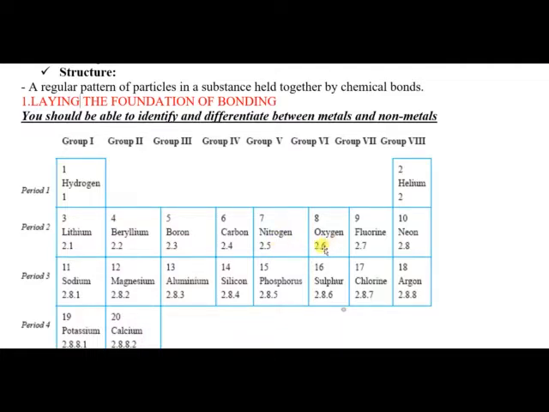Oxygen is a non-metal. It is 2, 6. Therefore, it requires 2 electrons to be stable. It will gain. Fluorine is a non-metal. It will gain 1 electron. So that's how you know a metal and a non-metal. Once you have differentiated, once you know this is a metal and this is a non-metal, it is going to be very easy for us to tackle bonding.